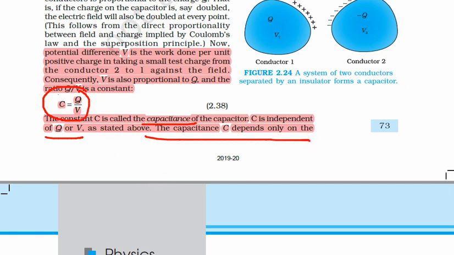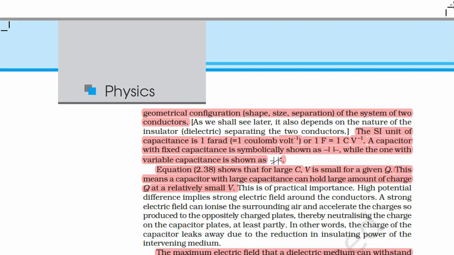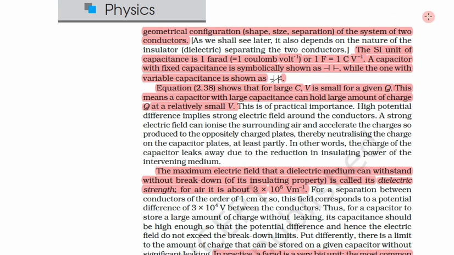The capacitance C depends only on what things? Only on geometrical configuration: shape, size and separation of the system of conductors. So this is only dependent on shape and size, not dependent on Q or V.